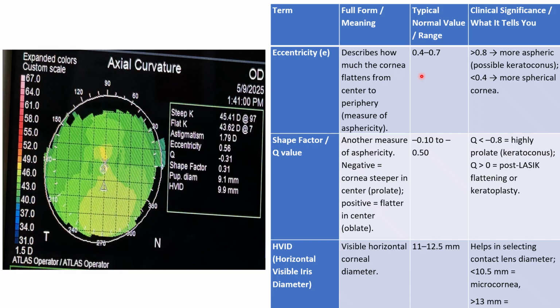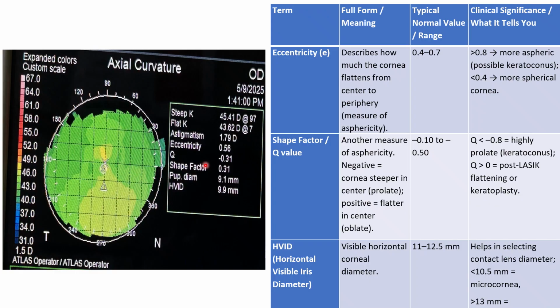It is a measure of asphericity, and the normal range is 0.4 to 0.7. If the value goes above that, that is more than 0.8, it represents that the cornea becomes more aspheric, and possibly it could be a case of keratoconus. Then we have shape factor and Q value.